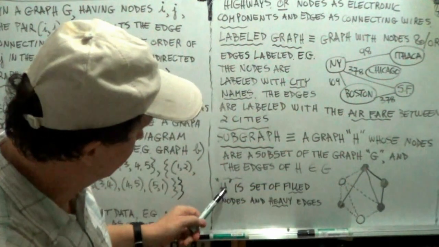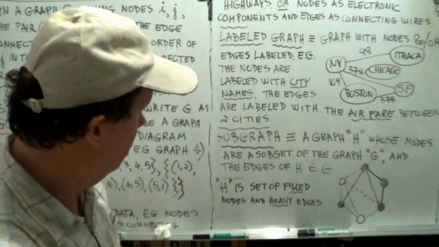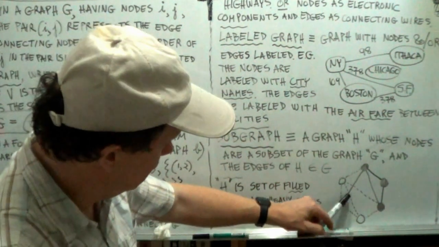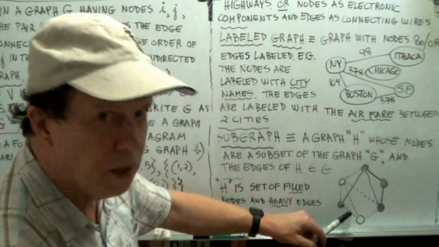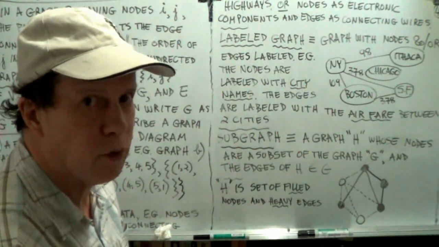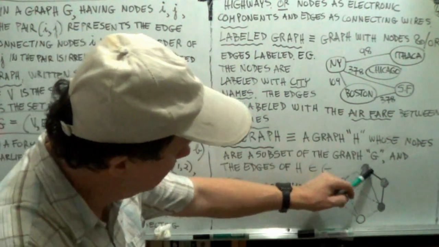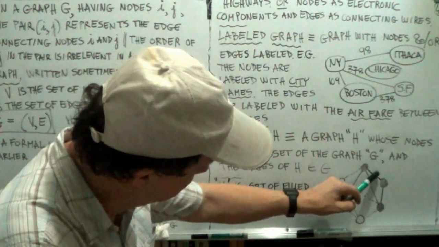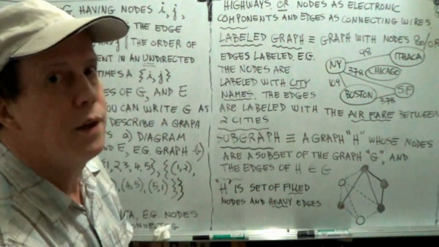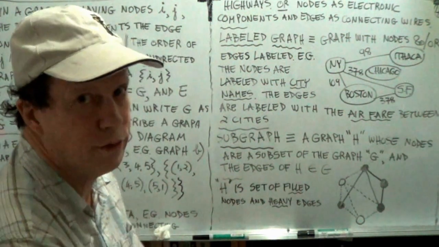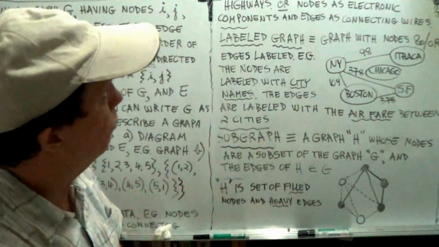I've drawn it so that in your subgraph H, the nodes are drawn filled in, heavy filled nodes, and the edges of your subgraph are drawn with a heavy line, and the other edges not a member of the subgraph H are drawn with dotted lines. So these 4 nodes and these 4 edges together are a subgraph. That would be your subgraph H, and the whole thing is your graph G. So that's the notion of a subgraph.